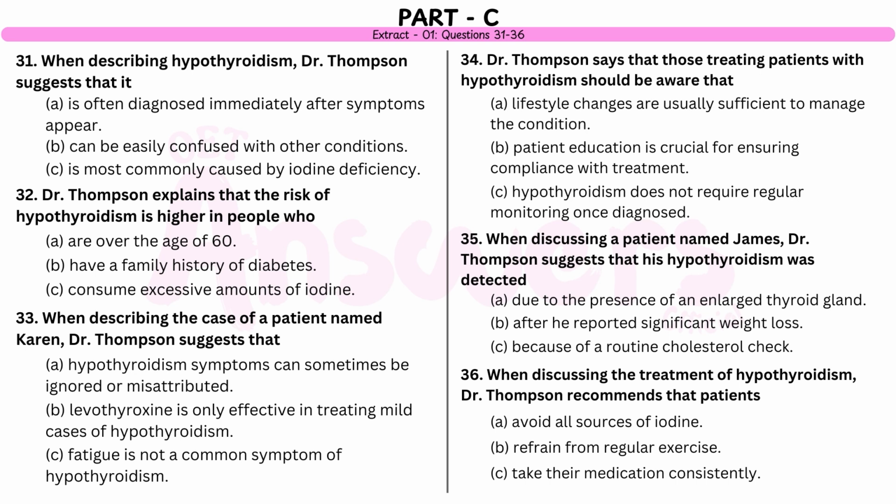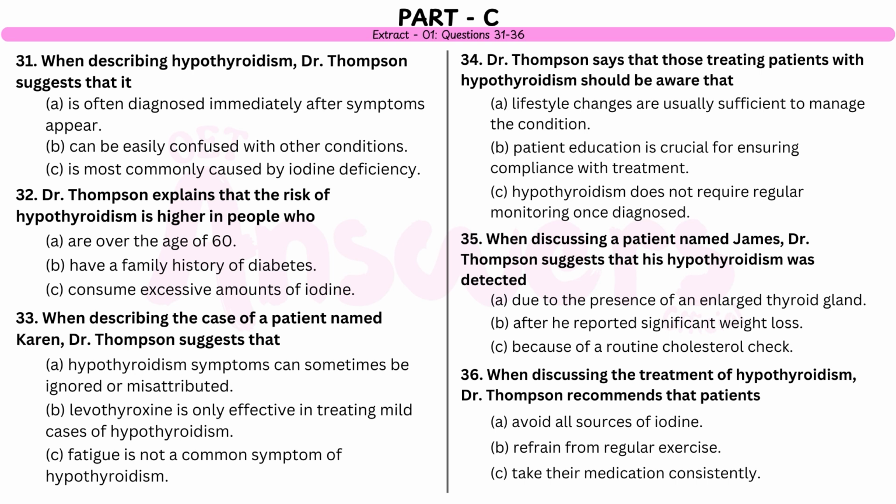James hadn't noticed any symptoms other than some mild fatigue, which he attributed to his busy lifestyle. However, his blood tests showed elevated TSH levels and low T4 levels, confirming a diagnosis of hypothyroidism. In James' case, the presence of a goiter was an important physical sign that led to further investigation.